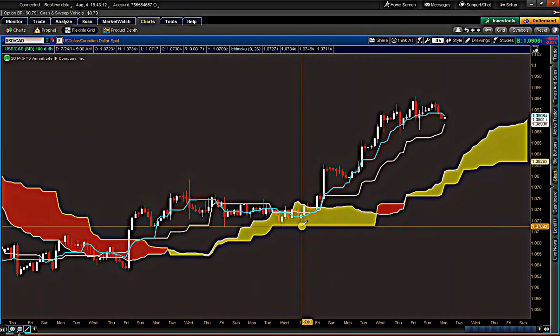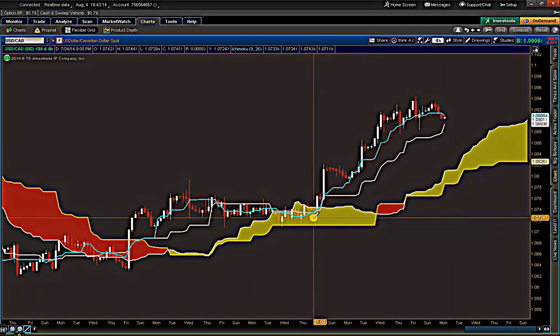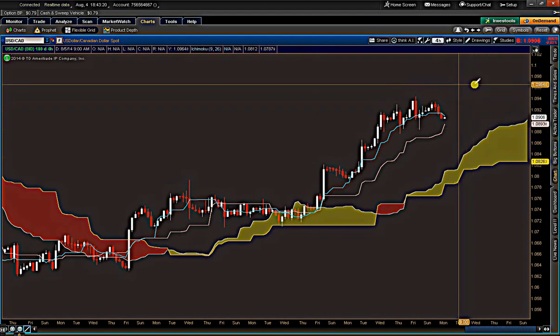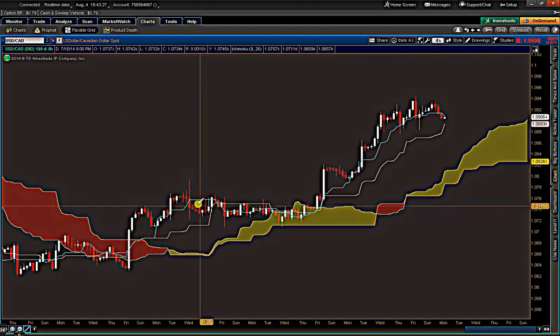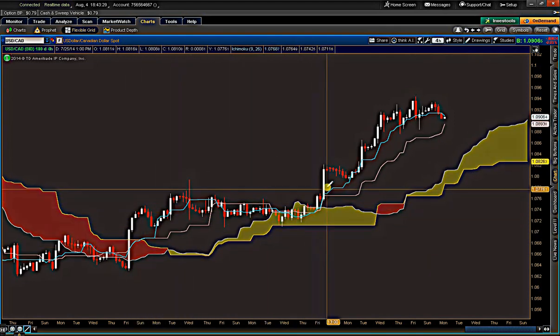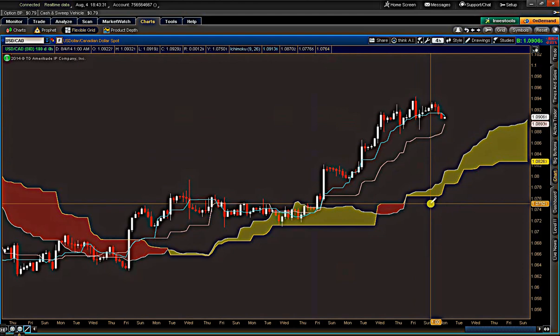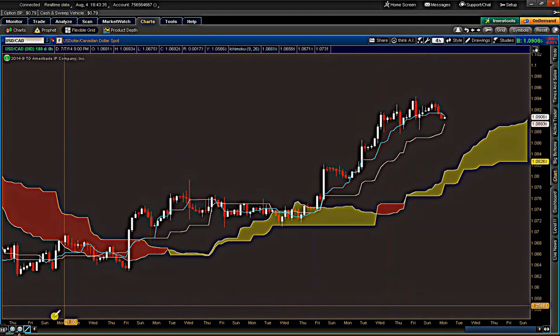Alright. What we're basically trying to do, in my opinion, is look for a pullback, because when you trade the Ichimoku, you're basically looking to catch a trend. In this case, we could pretty much see the trend started here. Then we had some consolidation and then it picked right back up. So what I'm looking for is just a minor pullback so we could possibly look to get in.